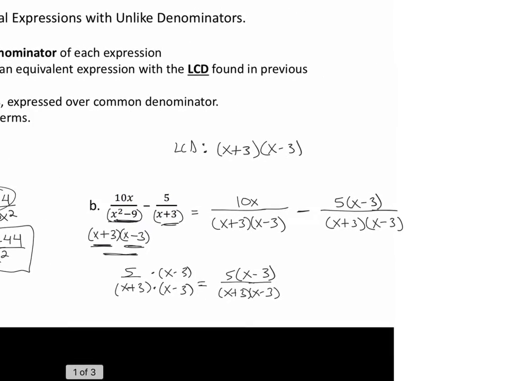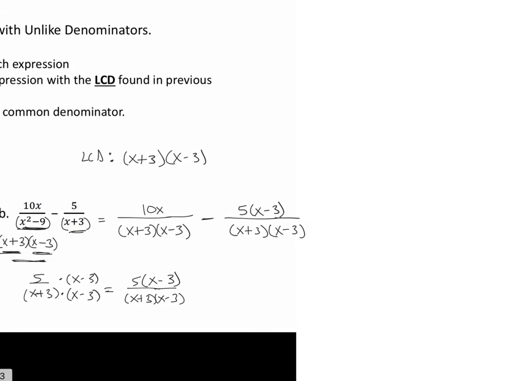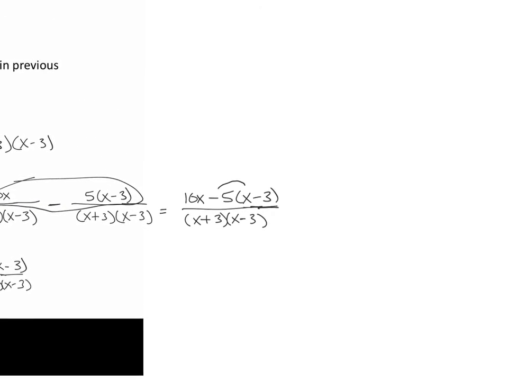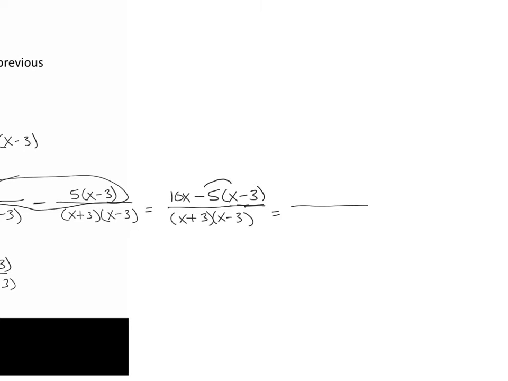All right. So now we have the same denominator, and it stays x plus 3, x minus 3. We just need to subtract the numerators. Okay, so 10x minus 5 times x minus 3. So here's the reason why I did not distribute, because if I did, then I would also have to distribute the subtraction. So in this way, I'm distributing both the subtraction and the 5 at the same time, and that just saves me another step. So just makes this less work for me.